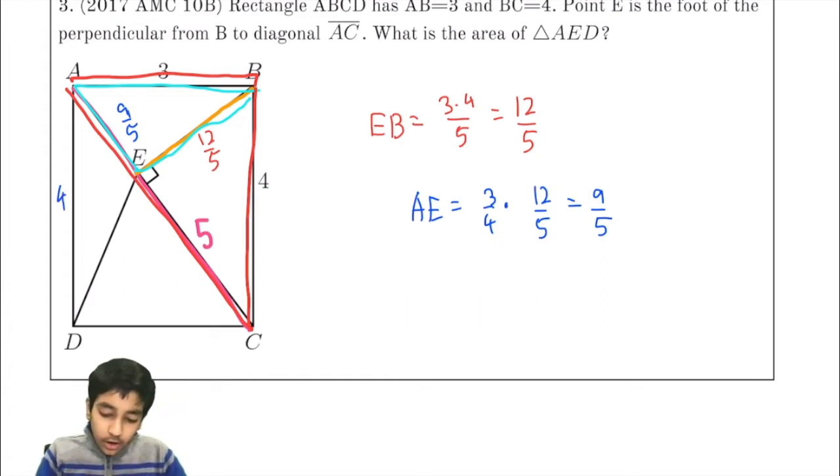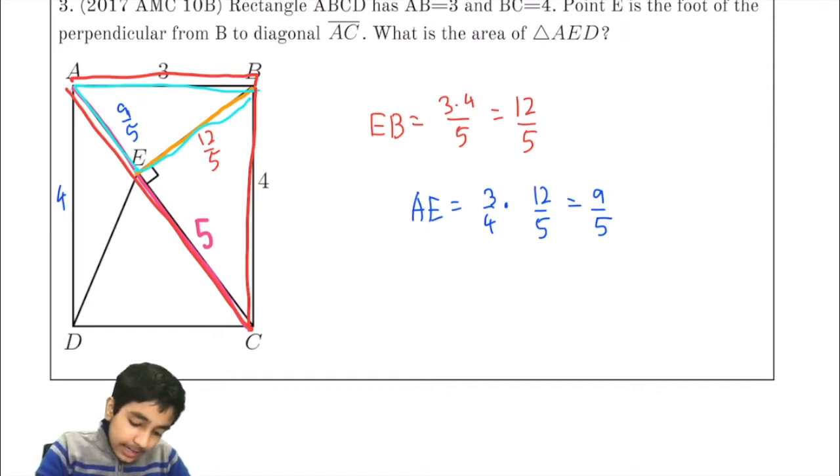Well, there's actually 2 ways to go from here to use the base and height. The area of a triangle is 1/2 base times height. So we can do it by just doing 1/2 times the base AD times the height, this green height. Or we can also do it by taking the base AD times its height here.